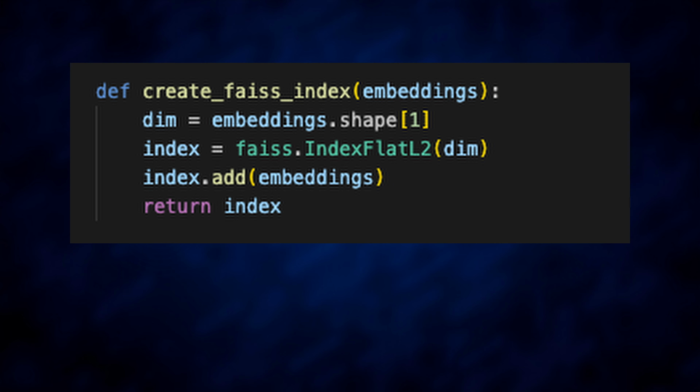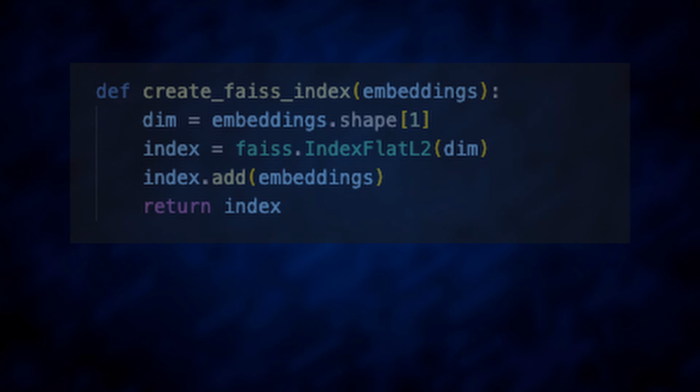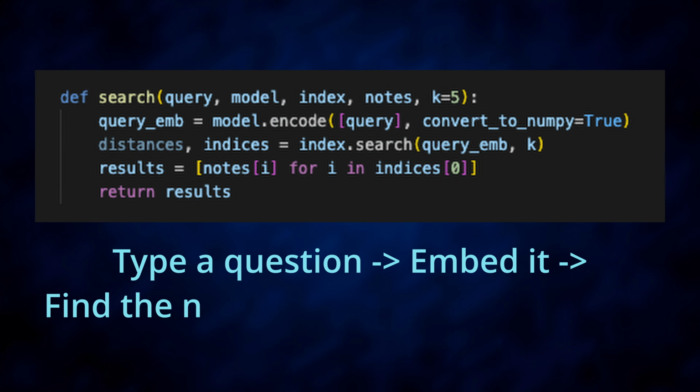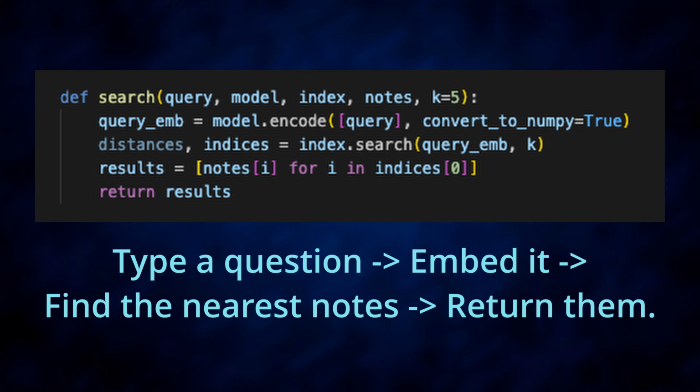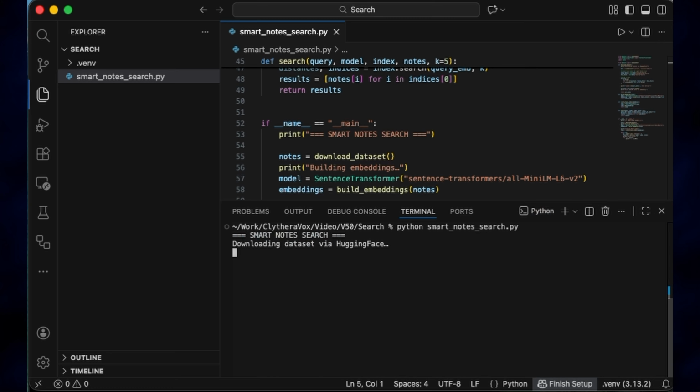Next, we use FAISS-CPU, a library developed by Facebook AI Research for efficient similarity search and clustering of dense vectors, optimized for CPU usage. Then we do the search. Instead of keyword search, this system understands meaning. Let's run the code and see.